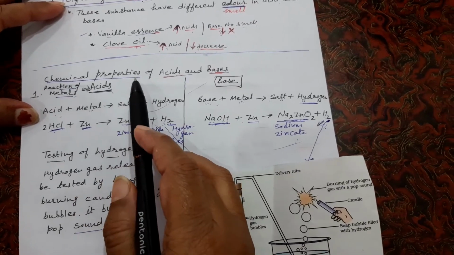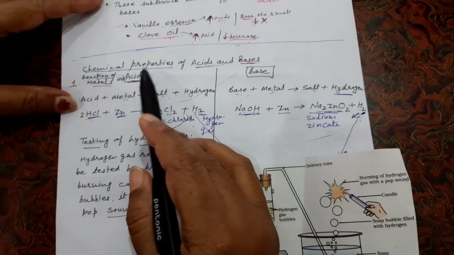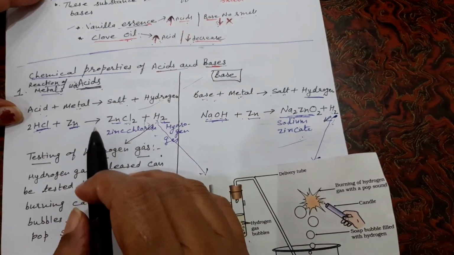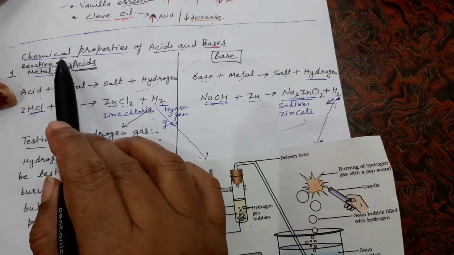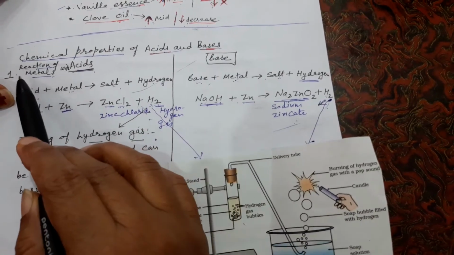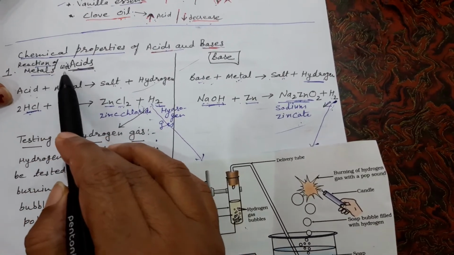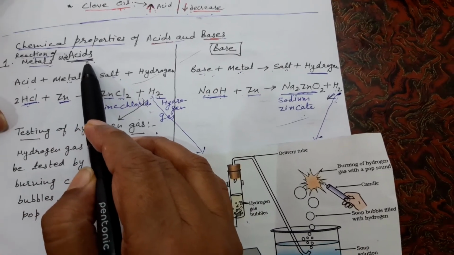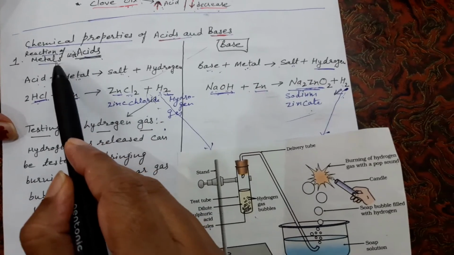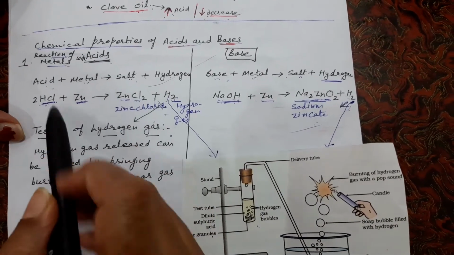Good morning, everyone. In the last lecture, we have done about the indicators. Now, the next topic is chemical properties of acids and bases. Number one, reaction of the metals with acids. In this property, we will see what happens when metals react with acids.